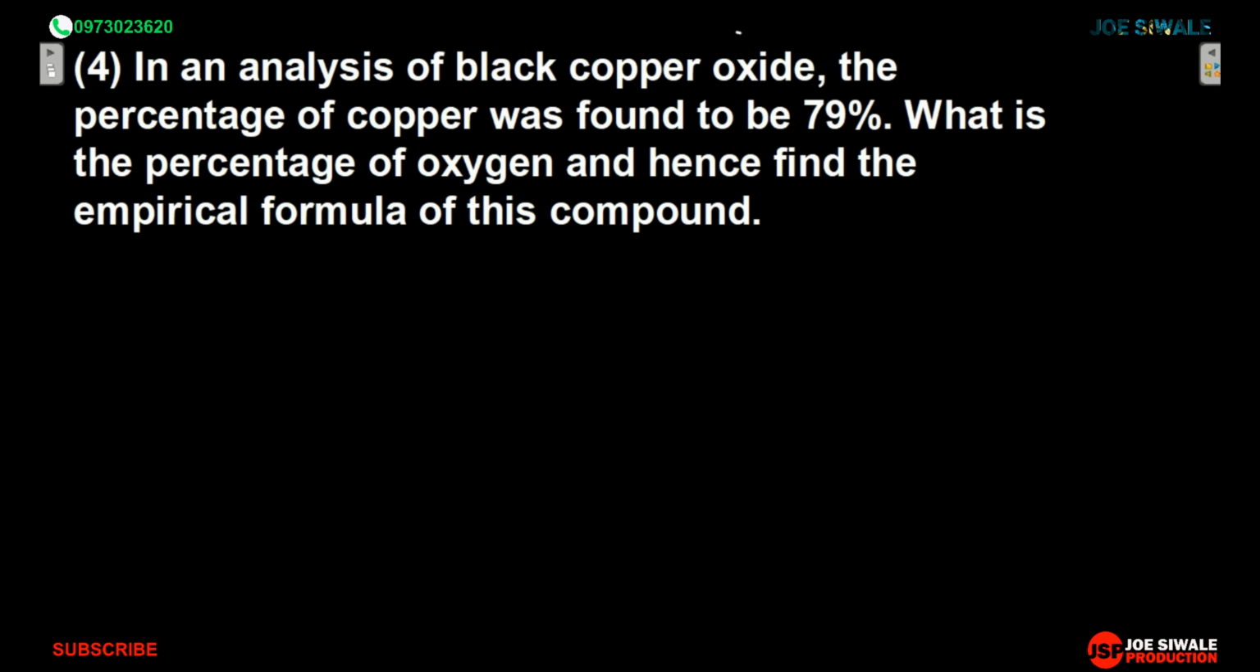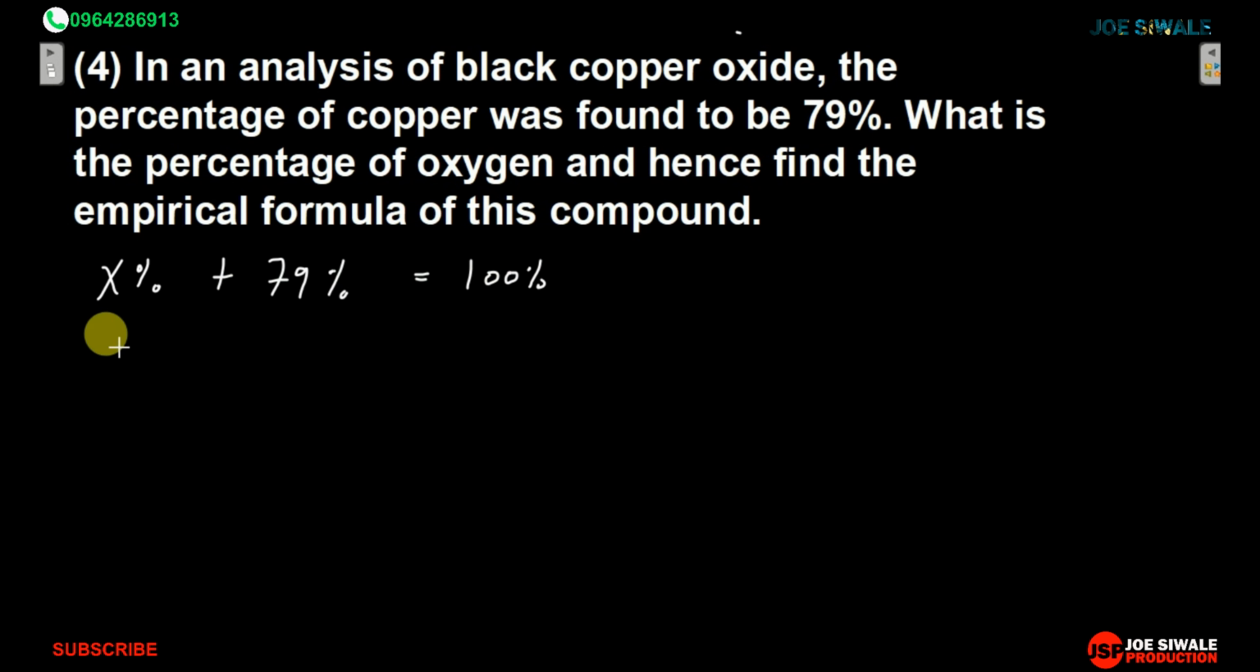Question 4 reads, in an analysis of black copper oxide, the percentage of copper was found to be 79%. What is the percent of oxygen, and hence find the empirical formula of this compound? So we are required to calculate the percentage of oxygen. So we can say X%, which is that of oxygen, plus that of copper, which we have been given as 79%, is equal to 100%.